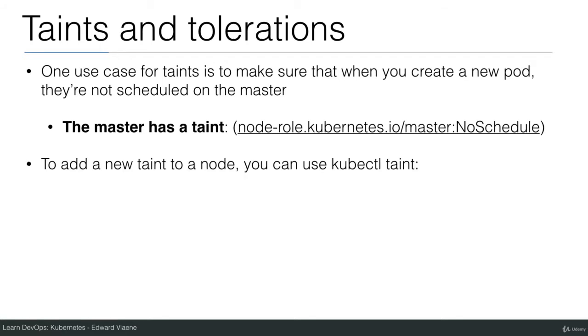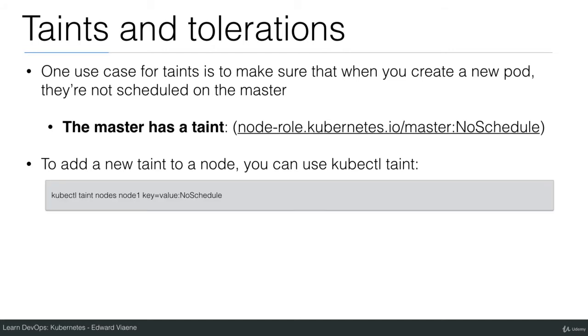To add a new taint to a node, you can use kubectl taint. For example, kubectl taint nodes node1 key=value:NoSchedule will add a taint to a node. You can specify key=value. The key and the value you can specify yourself. The taint that is applied to the master doesn't have a value, it just has a key, node-role.kubernetes.io/master. The taints applied by Kubernetes don't have a value. So at this point, if you apply this taint, no pods will be scheduled on node1.